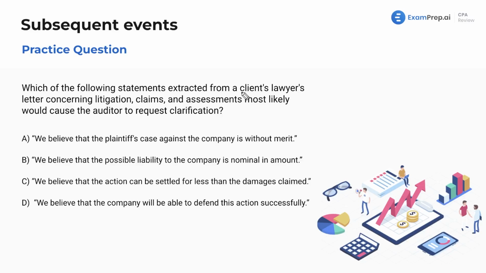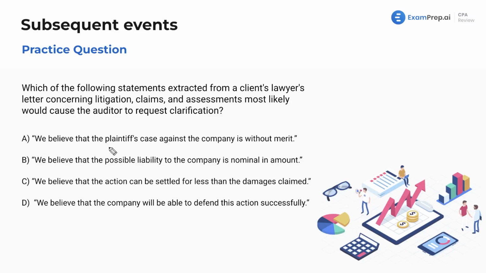This is a letter from the client's lawyer. Presumably, this is the auditor reaching out to the client's lawyer saying, are there any pending litigations, any contingencies or commitments? And one of these statements is going to be significant enough to hint that we may need to ask follow-up questions. Ideally, the lawyer's going to say, okay, cool, nothing's really going on. There's no outstanding litigation. There's no potential liabilities that the company might have to account for. Oh, that'd be nice, but let's see what we've got here for answers.